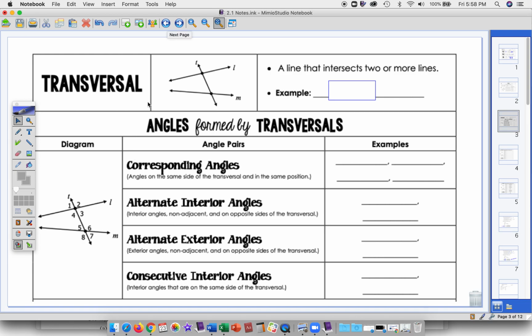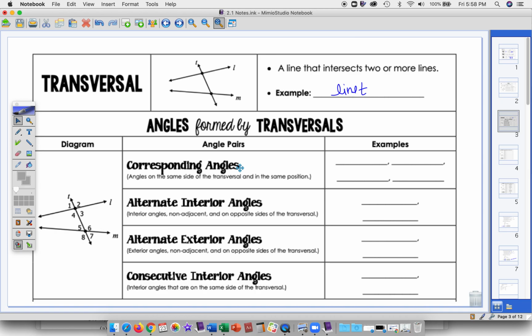Okay, a transversal. A transversal is just a line that intersects 2 or more lines. So in this drawing, the example would be line T. Line T is the transversal that intersects line L and line M.